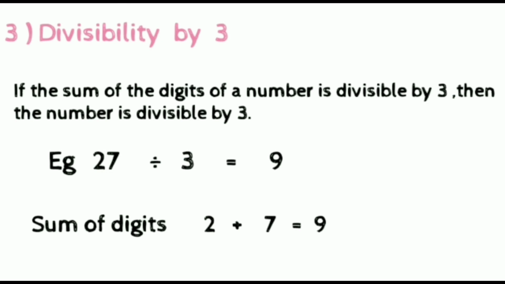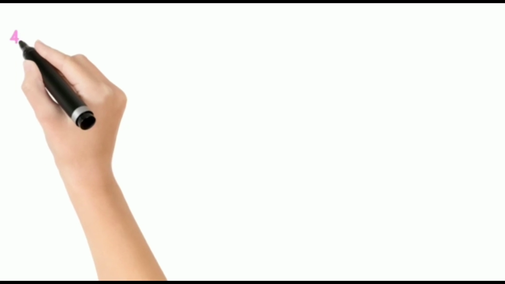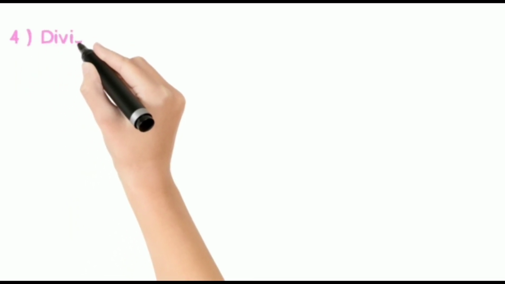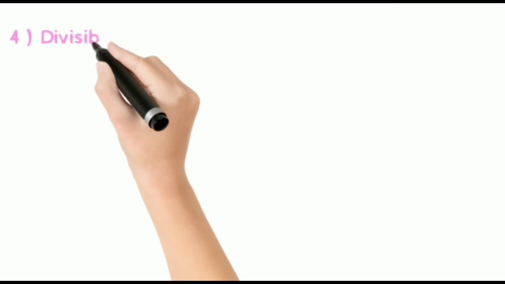After the explanation of the rules, I will give more examples with big numbers. Next rule, that is divisibility by 9. Fourth rule is divisibility by 9.